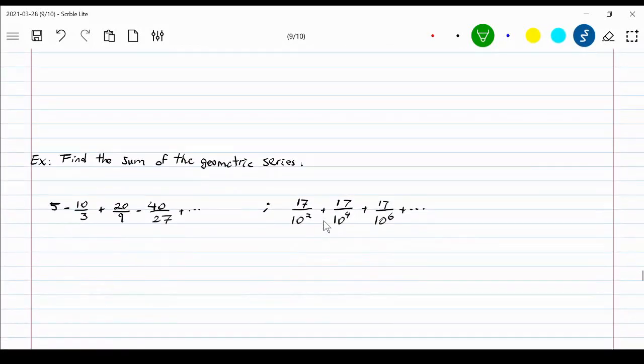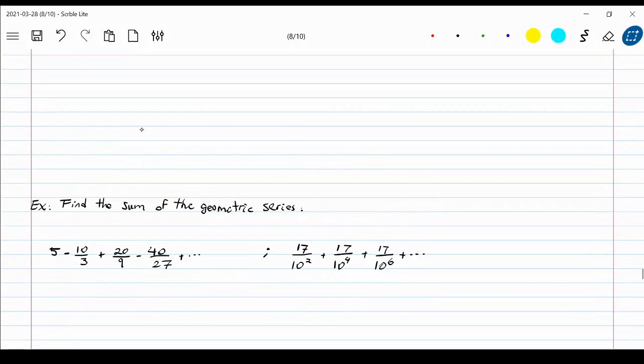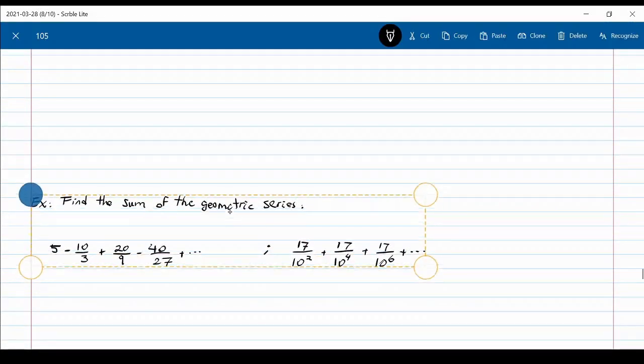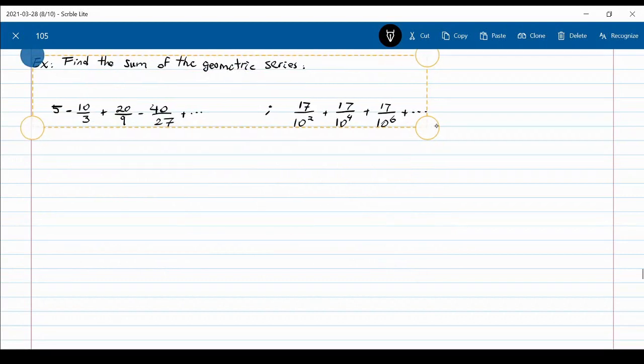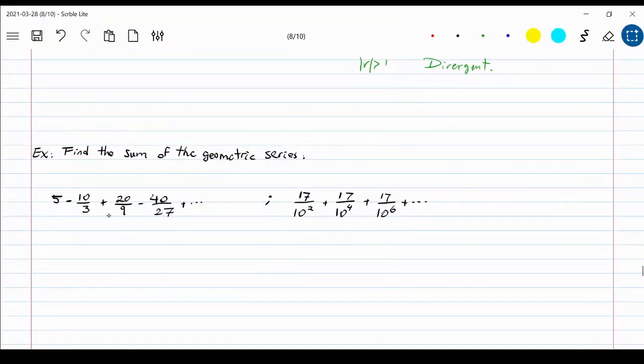Okay, so now let's try it on this example. Find the sum of the geometric series. There are 2 of them. So let me shift this up a bit. We have space. Okay, so let's focus on A, this one, and B, this one. Let's focus on A first.